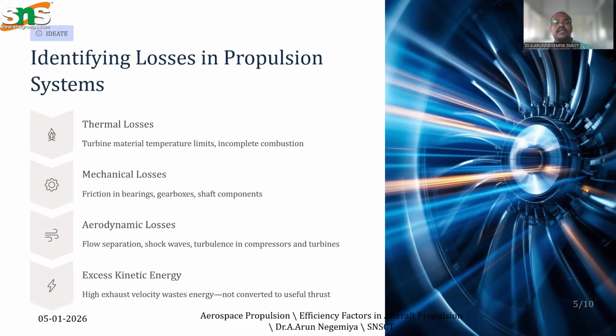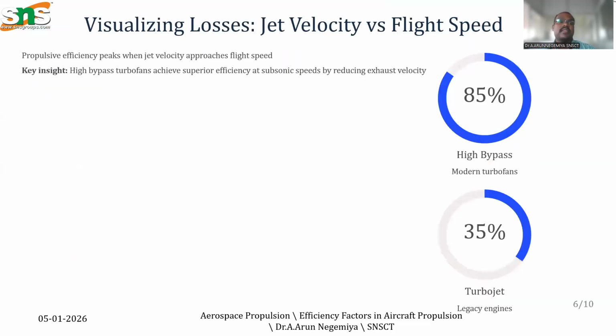Next one is aerodynamic losses. In those cases, flow separation, shock wave formation, and turbulence can damage the compressor and turbines. And next one is excess kinetic energy. Due to this, a larger amount of kinetic energy is formed, which results in reduced formation of thrust.